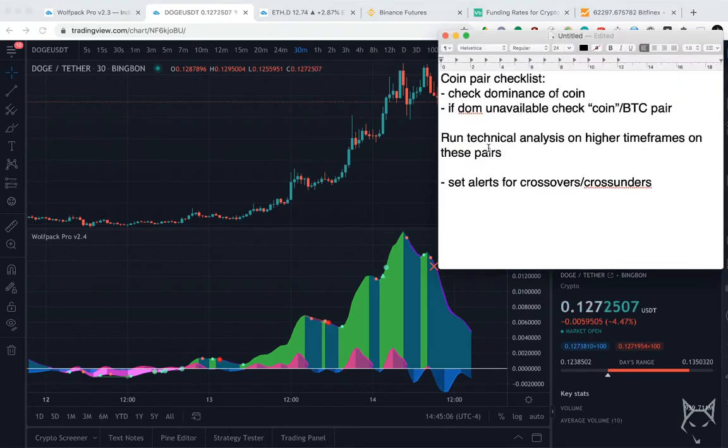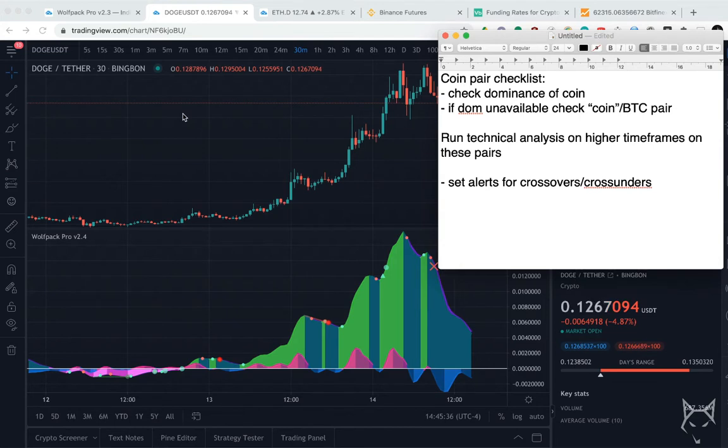So I have a checklist here, and this is the checklist that I follow for whether I'm trading a coin pair or I'm pulling funds out of a specific coin pair and I'm not trading on that chart any longer. So what we can see here is every single coin has a specific market cap, a percent of the total crypto space that it takes up. So that is an important number to understand.